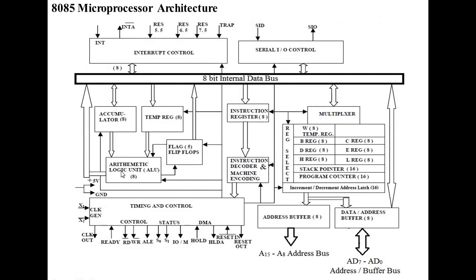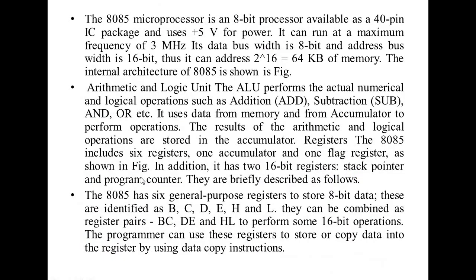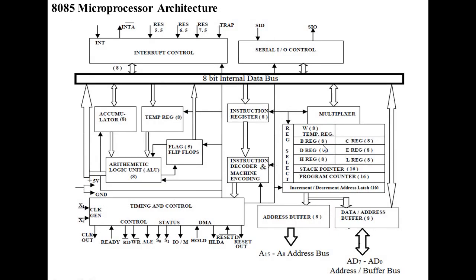The arithmetic and logic unit performs the arithmetic and logic operations in conjunction with the accumulator. Mostly the results of arithmetic and logic operations are stored in the accumulator. Then registers. There are 6 general purpose registers which are of 8 bit, one accumulator which is also 8 bit, and 2 temporary registers W and Z which are also of 8 bit. In addition to that, there are two 16-bit registers, the stack pointer and program counter.